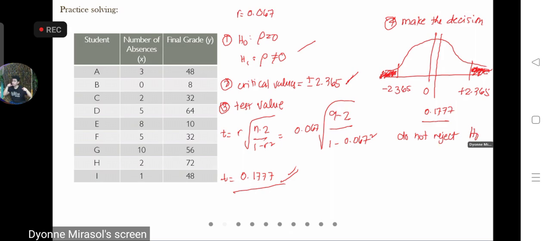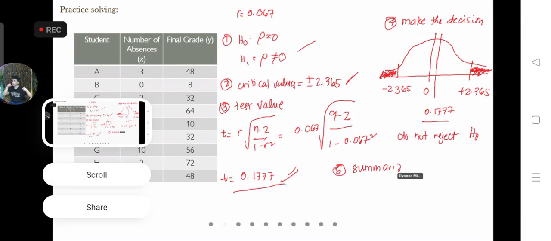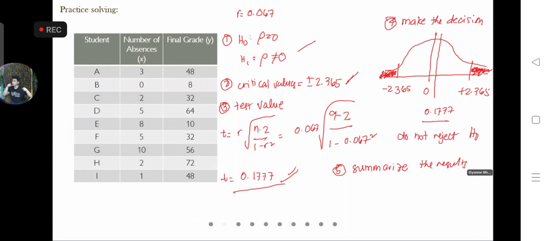So to summarize the results, what is our summary? No significant relationship, Miss. Okay, there is no significant relationship between the number of absences and their final grade. Very good.